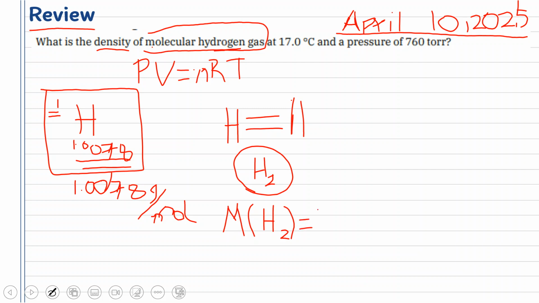Because we have two hydrogens, it's the same thing you already know. You take the atomic mass, which is already here, and multiply it by 2. Then that gives you the molar mass of hydrogen gas, or we can call that molecular mass. Anyhow you want to identify that. That's important here.